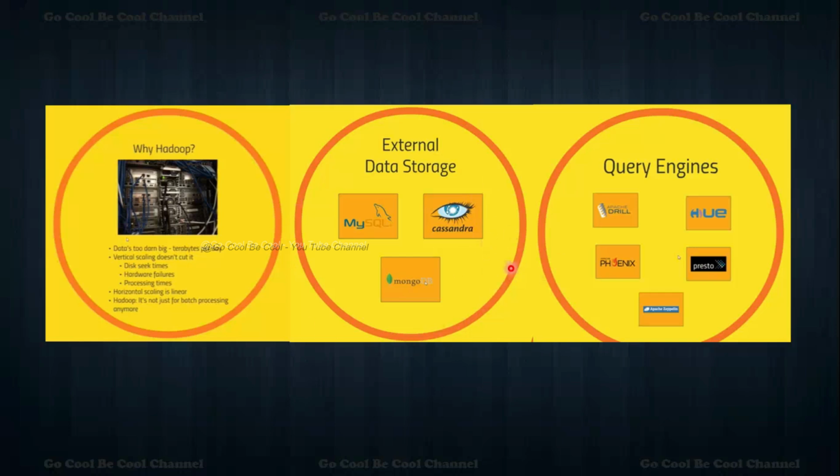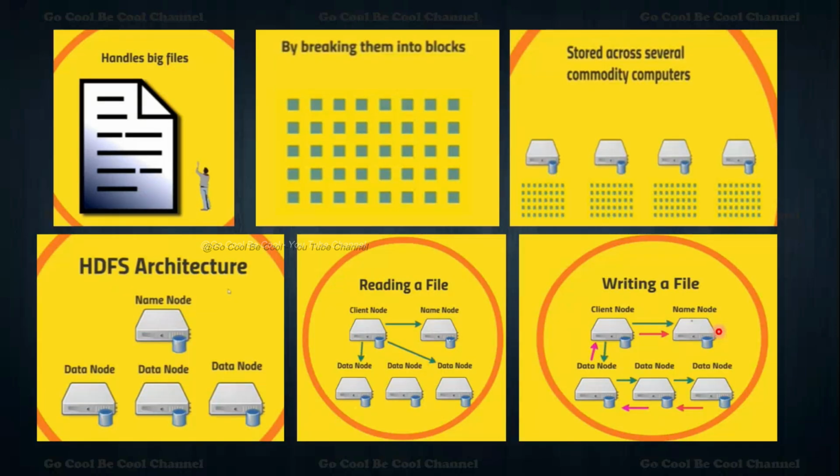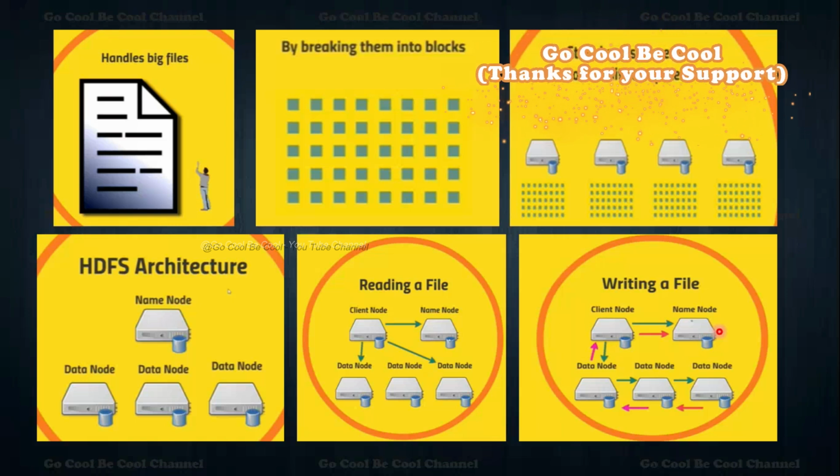Talking about external data storage, it's something like a server. Then we have query engines, similar to Google, such as Apache Drill, Hue, Presto, Phoenix, and Apache Hive is also available. These are all the query engines. Now these symbols represent the handling of big files by breaking them into blocks, as in MapReduce. We have to bring it to a structured way of storing the data across several commodity computers.